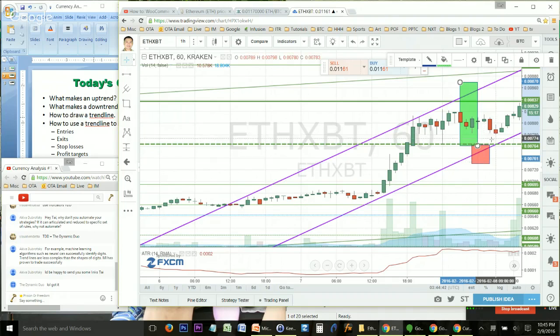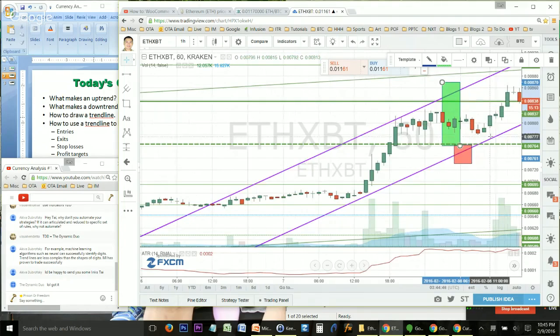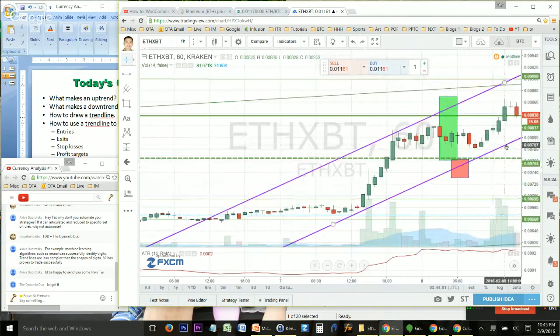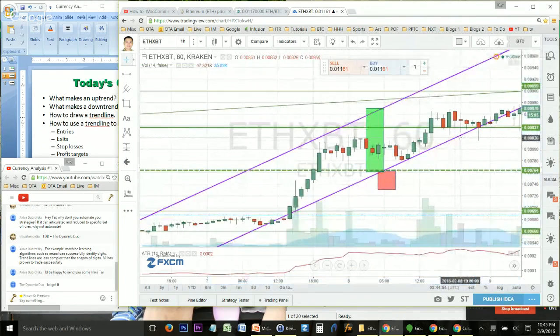Okay, so right here, guys, this trade comes up, right? So now you can adjust your trend line to touch this like that. I messed it up here.